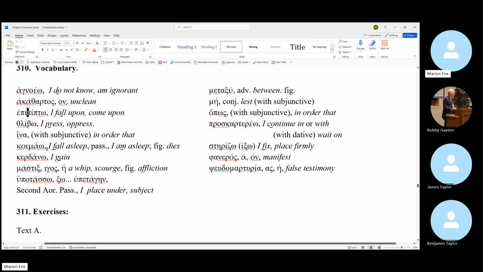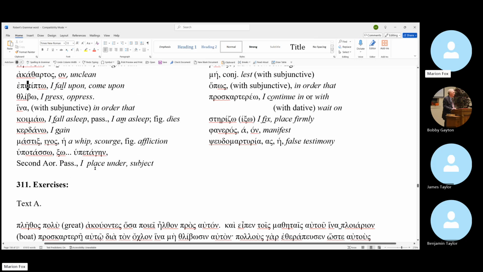Koimao is I fall asleep. Okay. And I am asleep, figurative, it could mean to die. Mastix, that's a scourge or a whip. And the Roman scourge would have pieces of glass and broken glass and metal in it, maybe even sharp bones. They would hit you across the back, and when it would hit your flesh, they'd pull it hard so it would rip and tear the flesh. And they knew how to make you hurt.